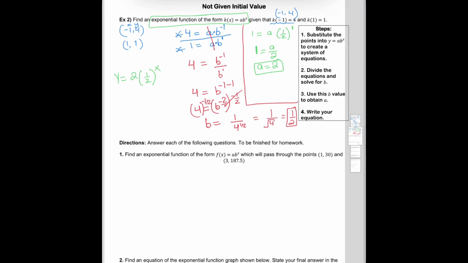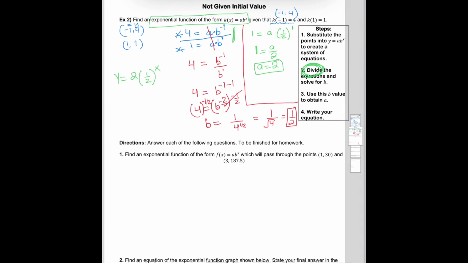Okay, so let's look at the steps. It says substitute the points into y equals ab to the x to create a system of equations. You did create a system. You created two equations here. Divide the equations. That's the most important thing. Many people will add them, subtract them. Think about it. I want to get rid of one variable. So what do I do? I will divide.